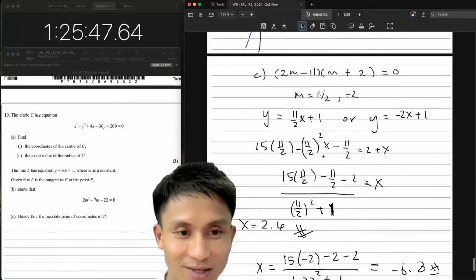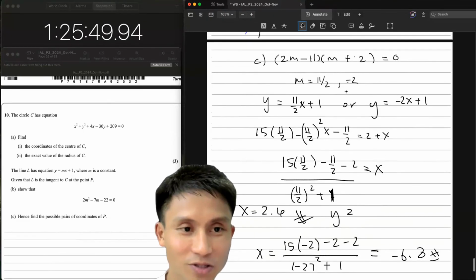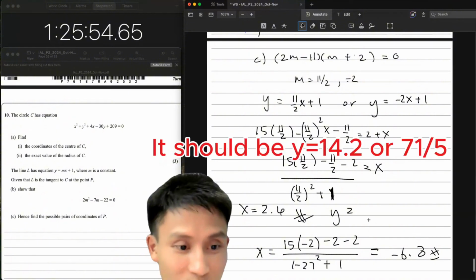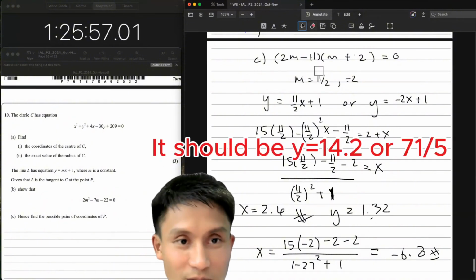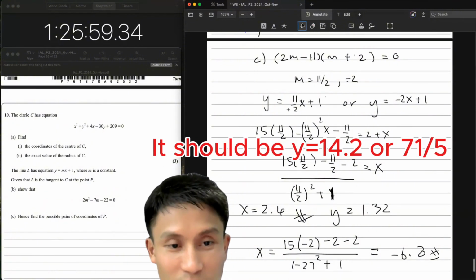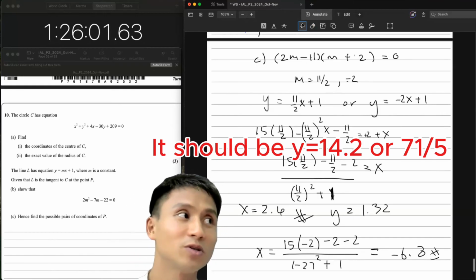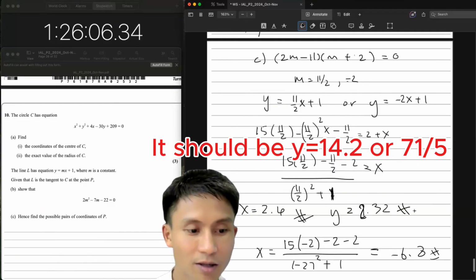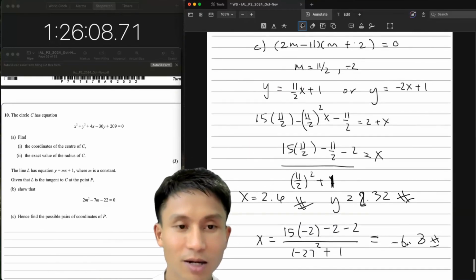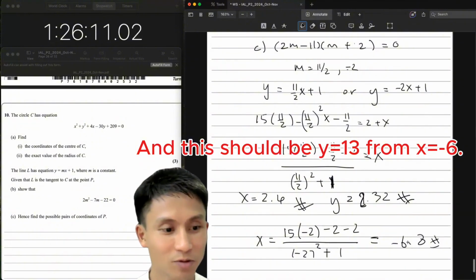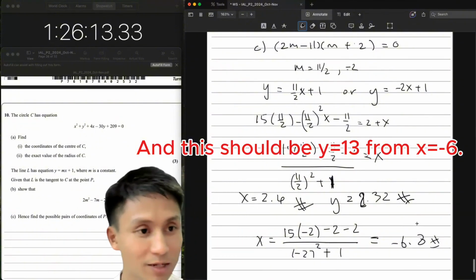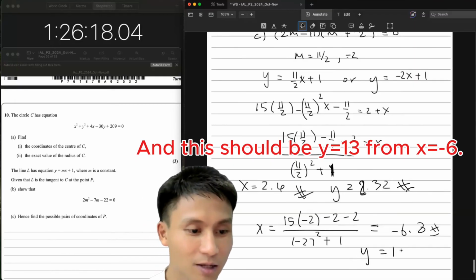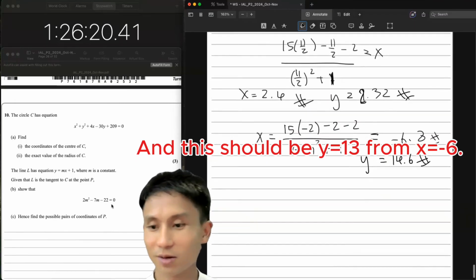So y equals, putting the x into there, so we get 1.2. 1.2 is 1.32. Just substituting into the corresponding linear equation. So 1.32 plus 1, so 2.32 there. And then the other one would be minus 6.2, so that's 13.6 plus 1, that would be 14.6. Okay, so these are my answers for that.